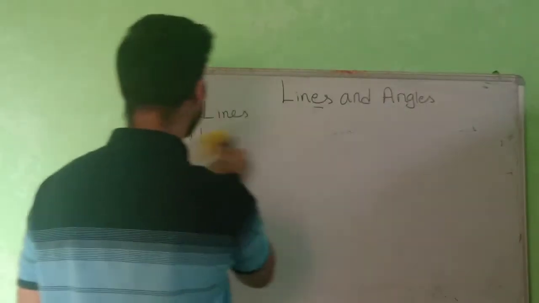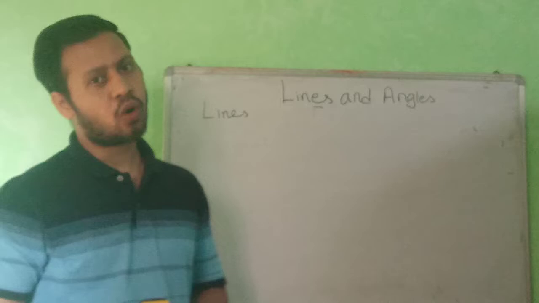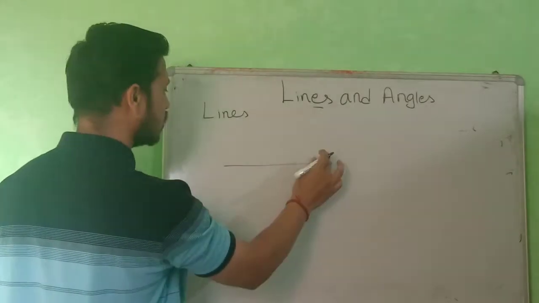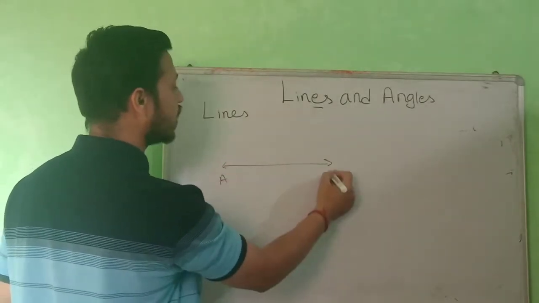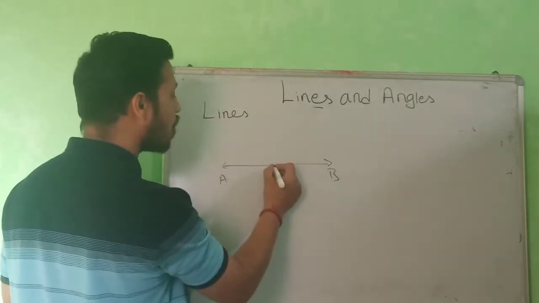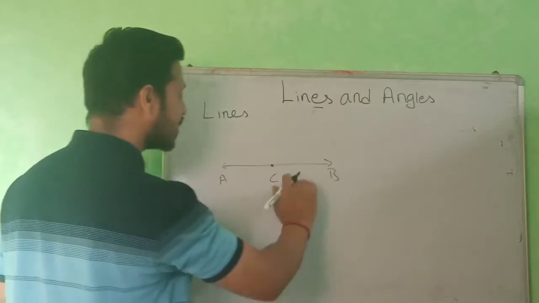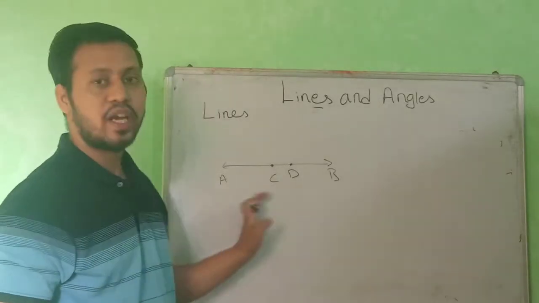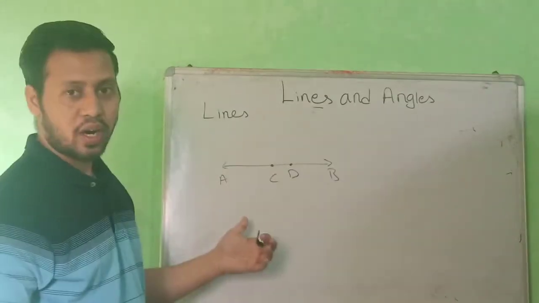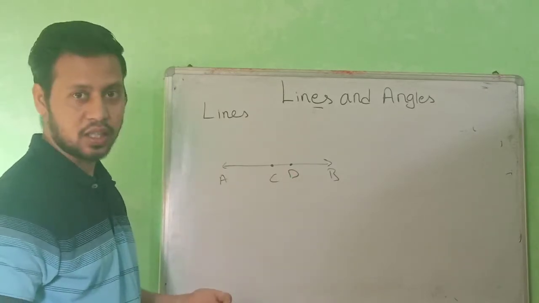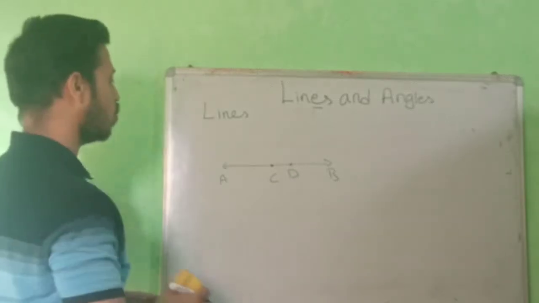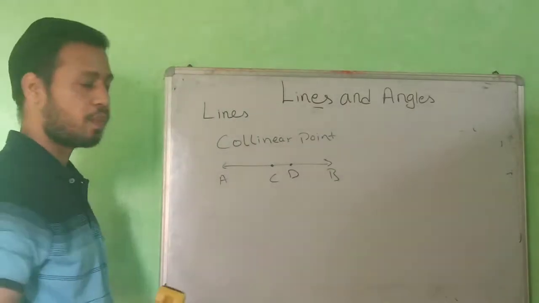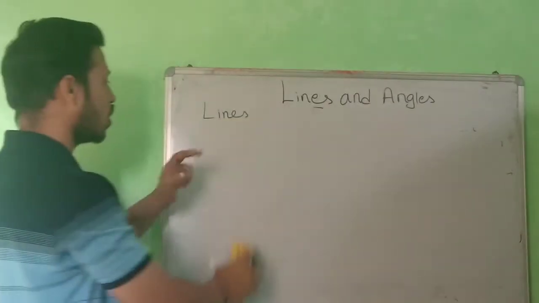Now, many times you have heard about collinear points. What are collinear points? This is A, this is B, and if we place a point on the same number line, then these points will be collinear. It may be C, the next point may be D. When two or more points lie on the same line, these points are called collinear points. Now, these are the basics of lines.